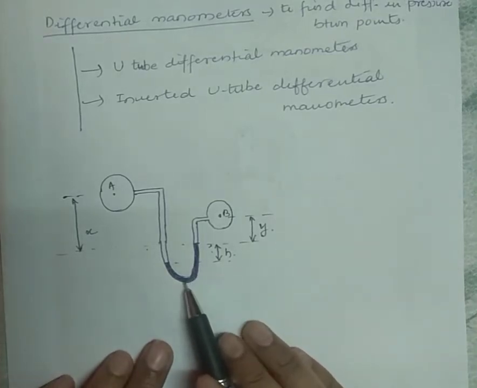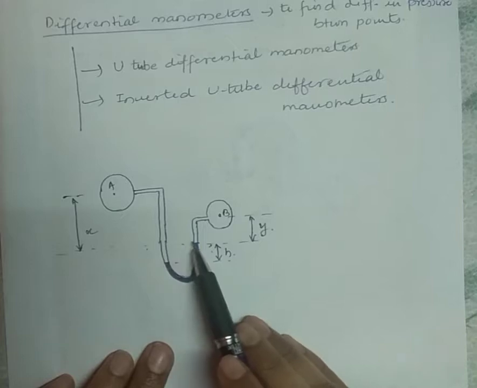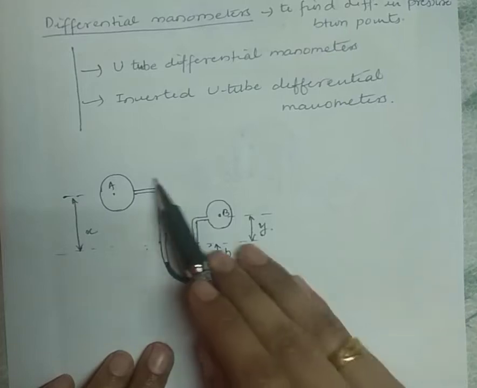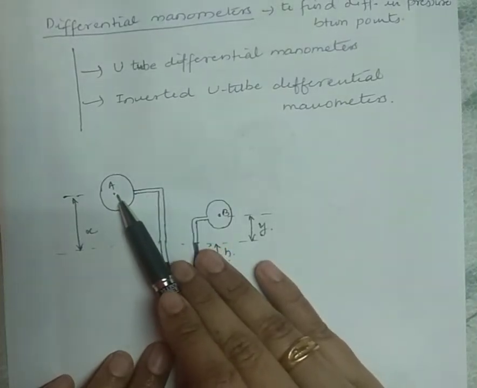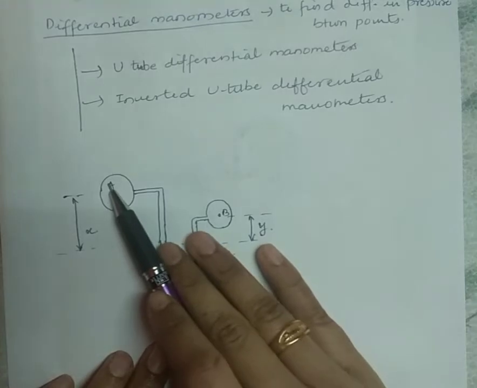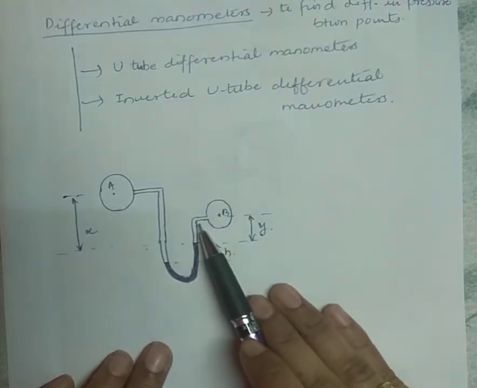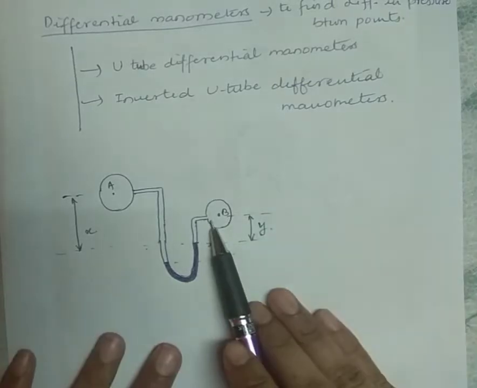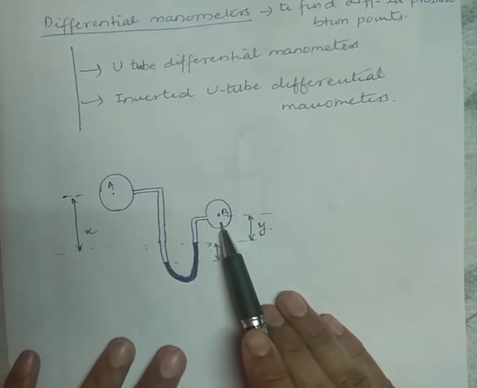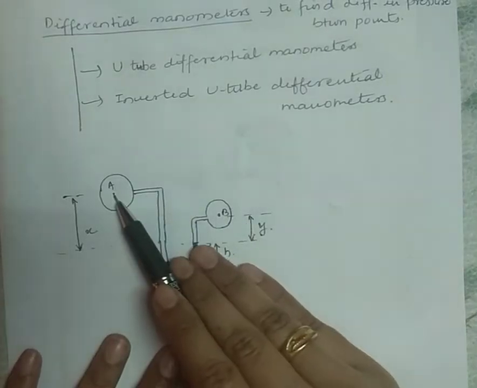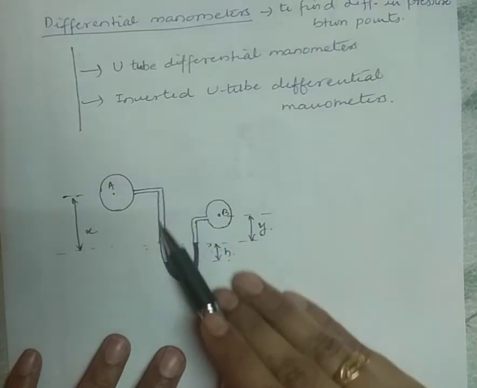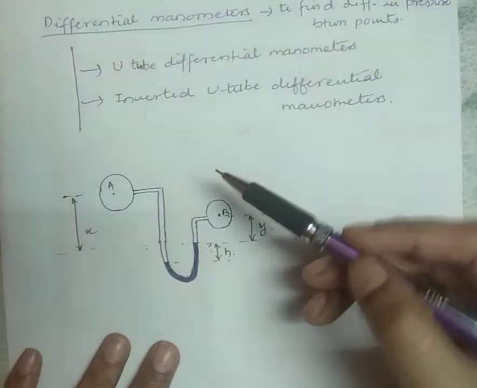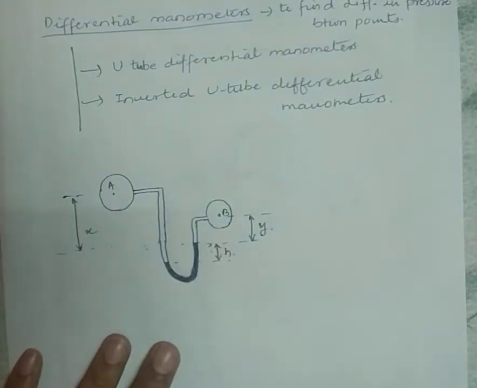Here you can see that there are two ends for this particular U-tube differential manometer. One end is connected to one pipe having a liquid, and the other end is connected to another pipe having some other liquid. I am going to find out the pressure difference between point A and point B using a U-tube differential manometer.